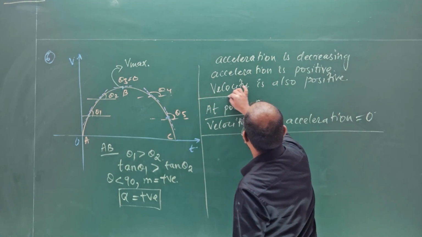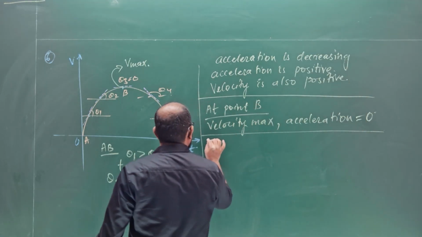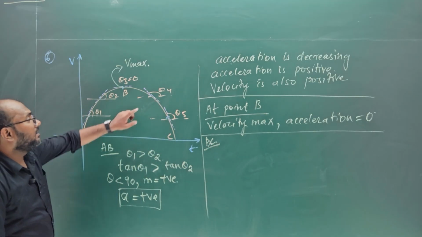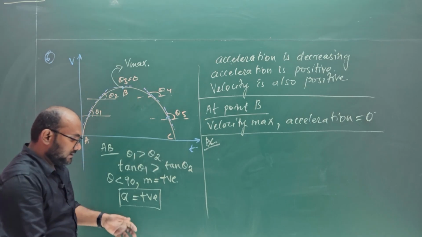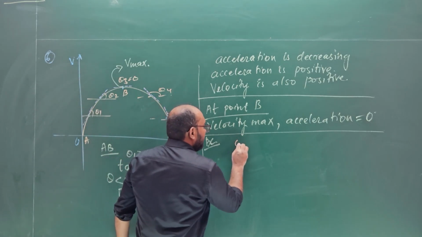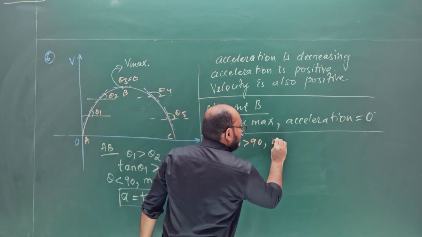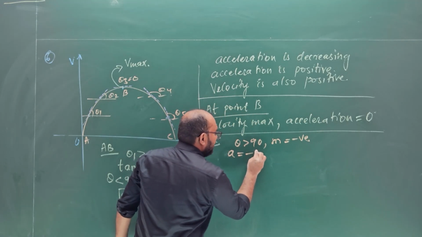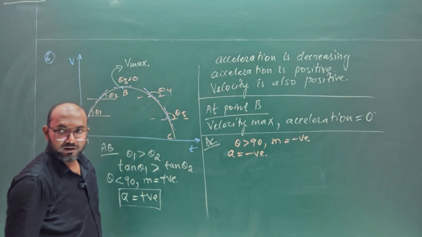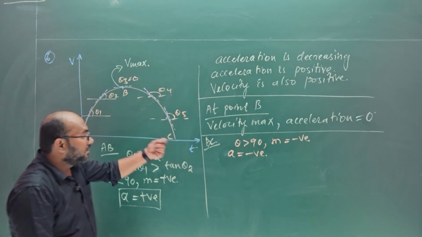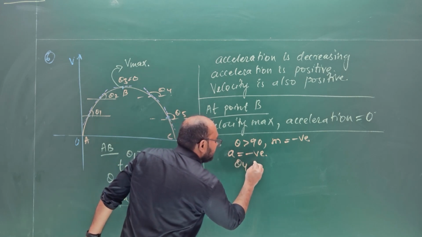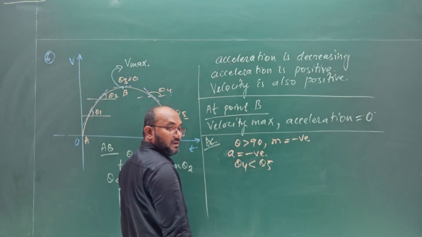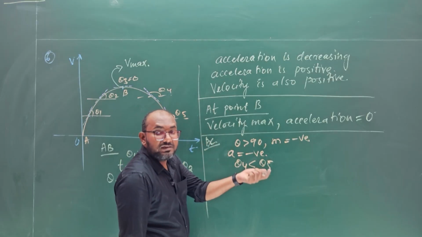let's say from B to C. Okay, now B to C, theta greater than 90, or less than 90? Theta is greater than 90. So B to C, theta is greater than 90. Definitely slope will be negative. If slope is negative, then can I say that acceleration is also negative? Yes or no? But we know that theta 4 is smaller than theta 5. By seeing theta 4 is smaller than theta 5, I can say that acceleration value is increasing.